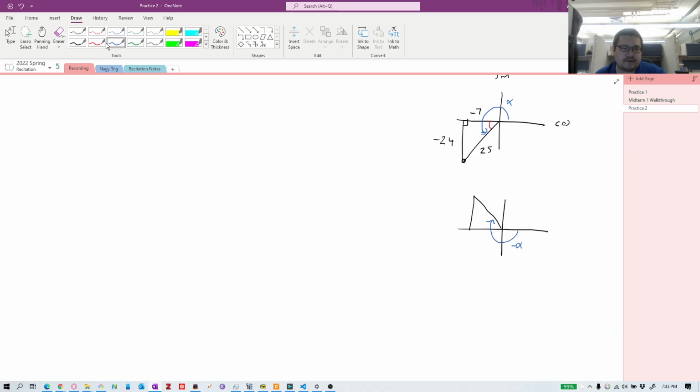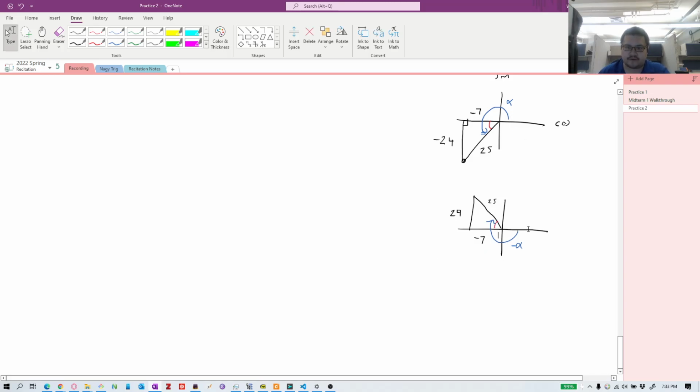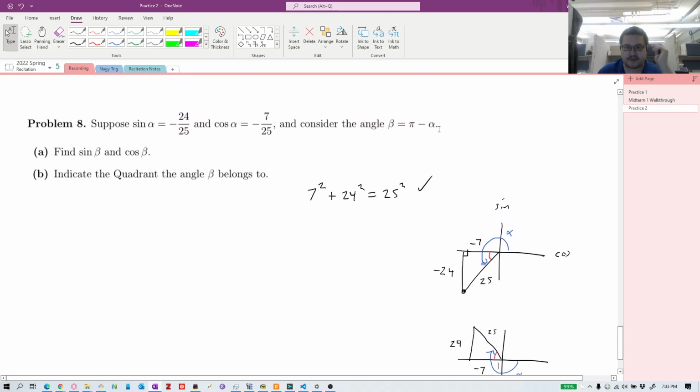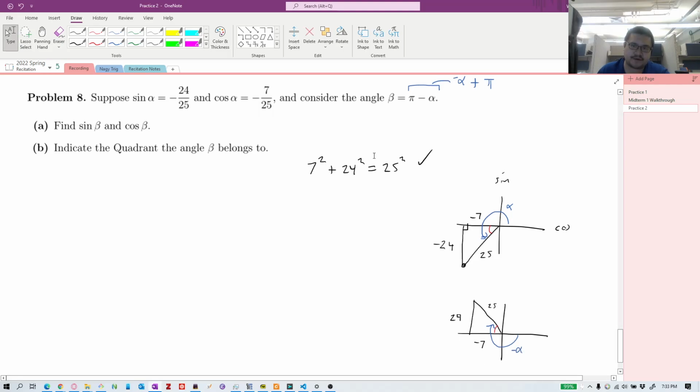And the labeling, I should do it just to make everyone be able to follow along. So this will be 24, this will be 25, this will be negative 7. The reference angle would be this one. So again, we go from alpha to negative alpha by just reversing the direction of the angle. And then we add pi to it because I can view this as minus alpha plus pi. And it's easier for me to think about it in this way.